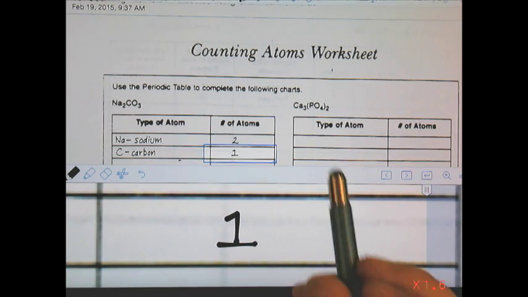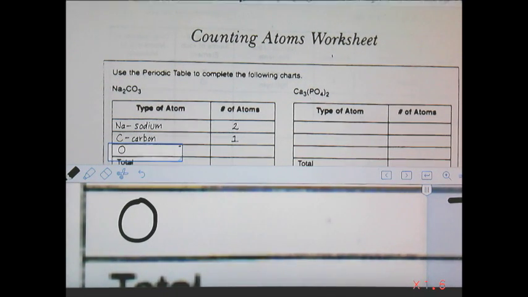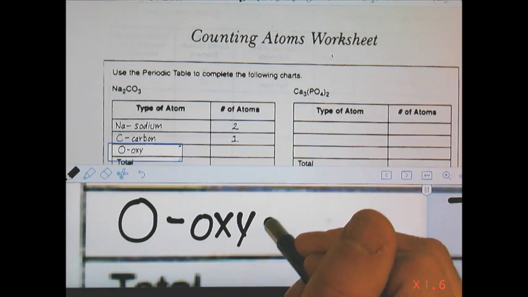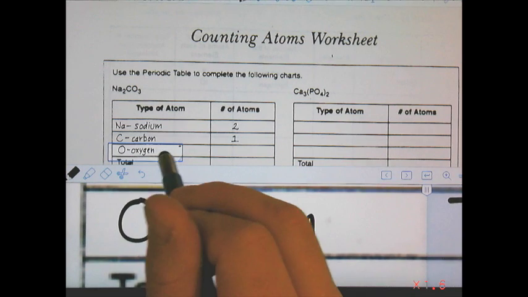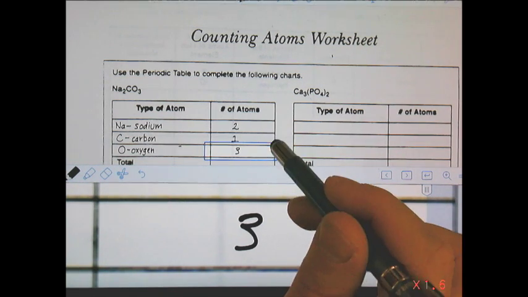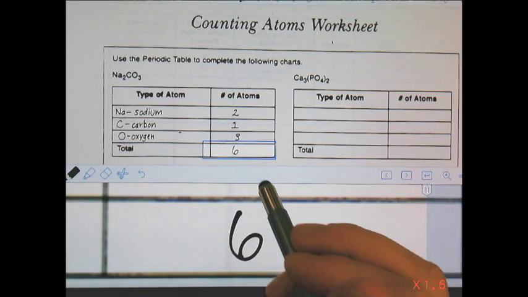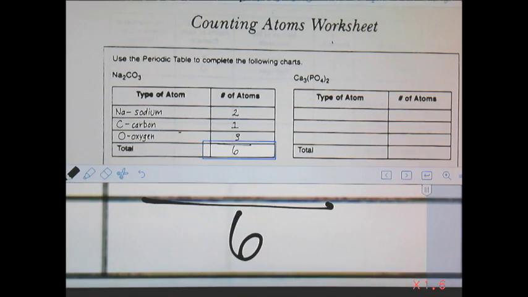The third chemical symbol that we see in this chemical formula is the letter O, and this stands for oxygen. The subscript beside the letter O is the number 3. This tells us that there are 3 atoms of oxygen in one molecule of sodium carbonate. The final step is to determine the total number of atoms present in one molecule of sodium carbonate. To do so, we add all of these atoms together to find the total number 6.